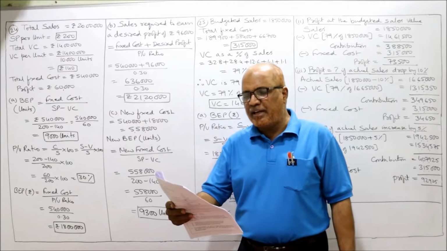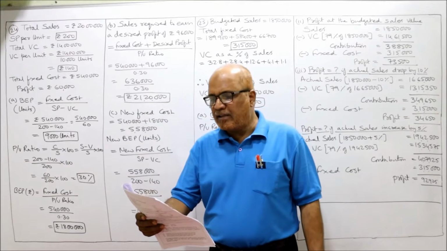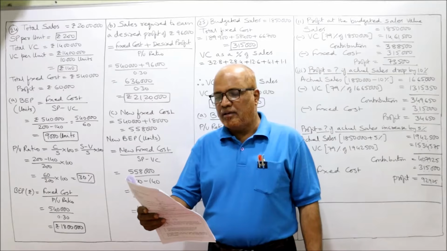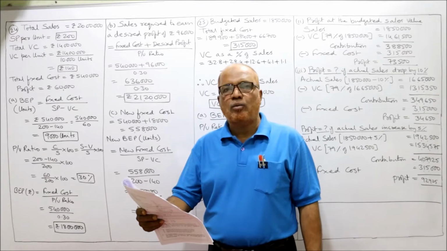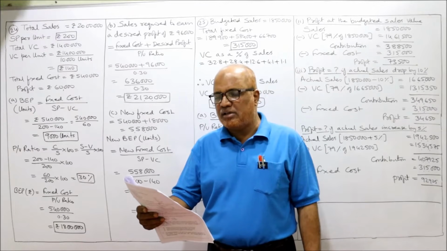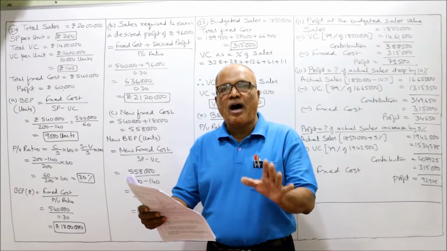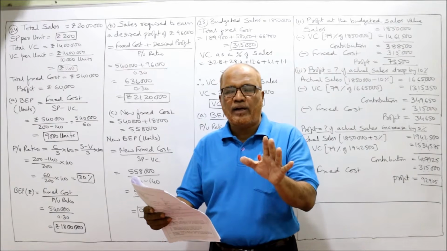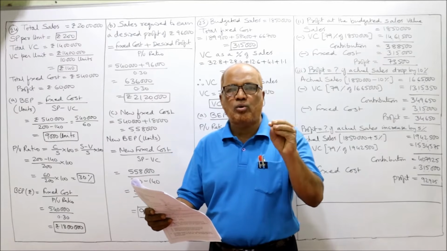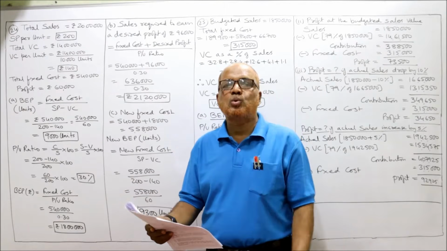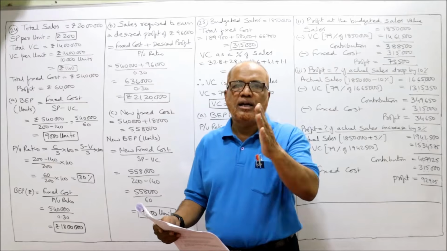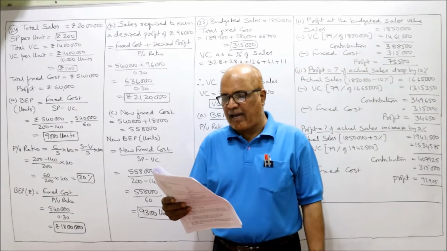In a recent period, Zach company had the following experience. Sales 20 lakh rupees are the sales, 10,000 units at rupees 200 per unit. The total sales are 20 lakh. In that 20 lakh, 10,000 units are produced and sold at rupees 200 each. So 200 into 10,000, you will get 20 lakh.